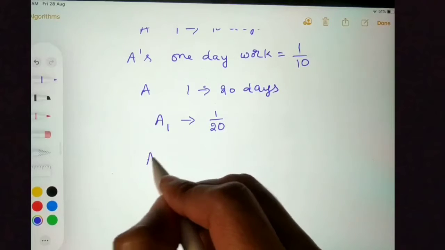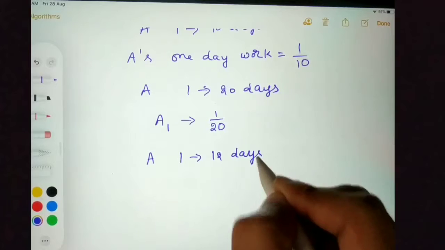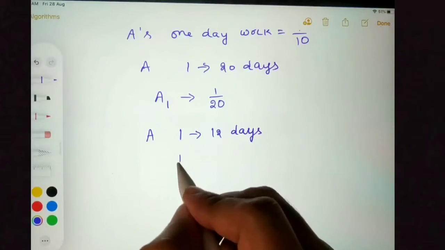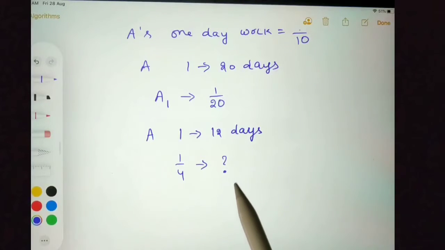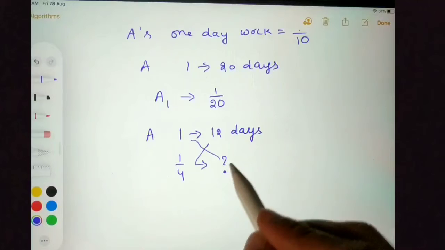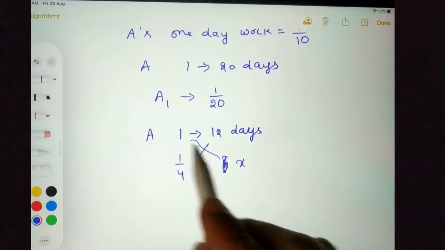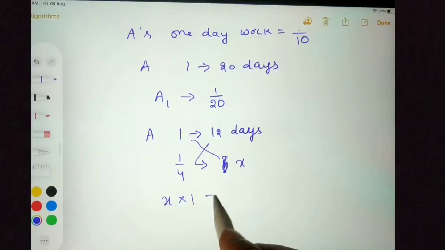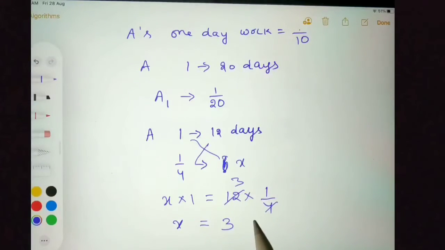If A can complete a work in 12 days, and we ask in how many days 1 by 4th work will be completed, then we need to do cross multiplication. Because we don't know how many days it will take, assume this is x. x into 1 is equal to 12 into 1 by 4. x into 1 is x. So here it will be 12 divided by 4 is 3. So the answer is 3 days.